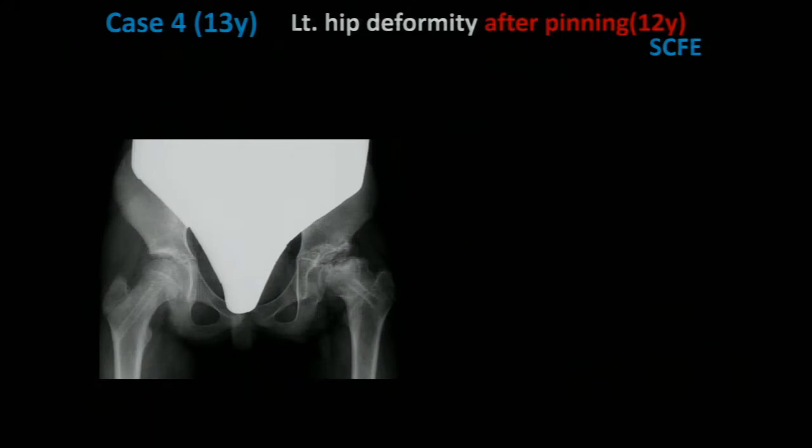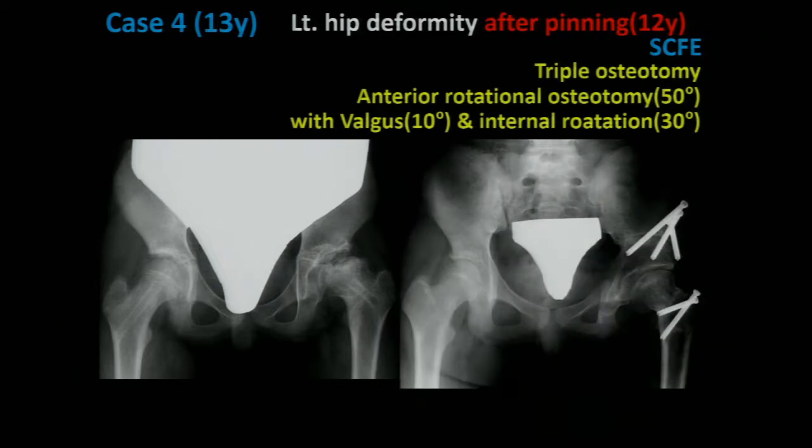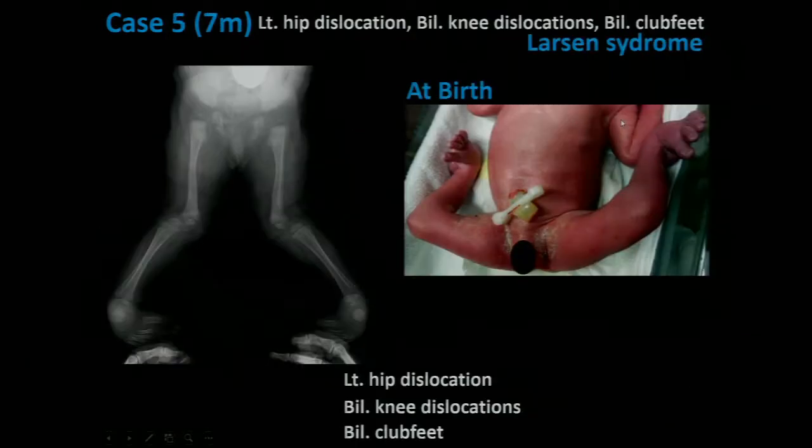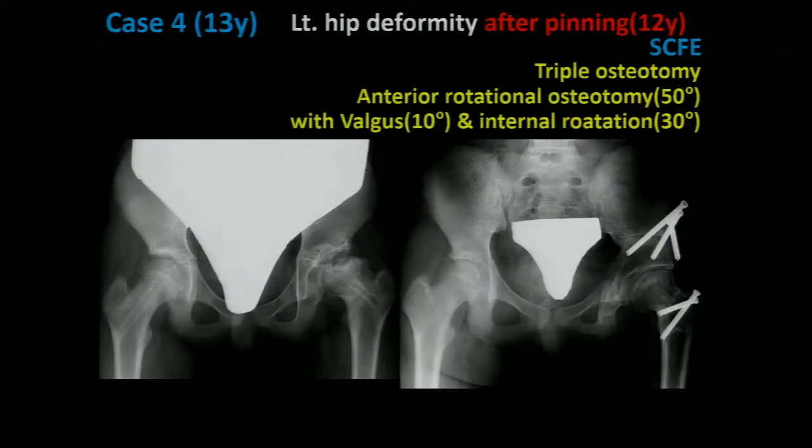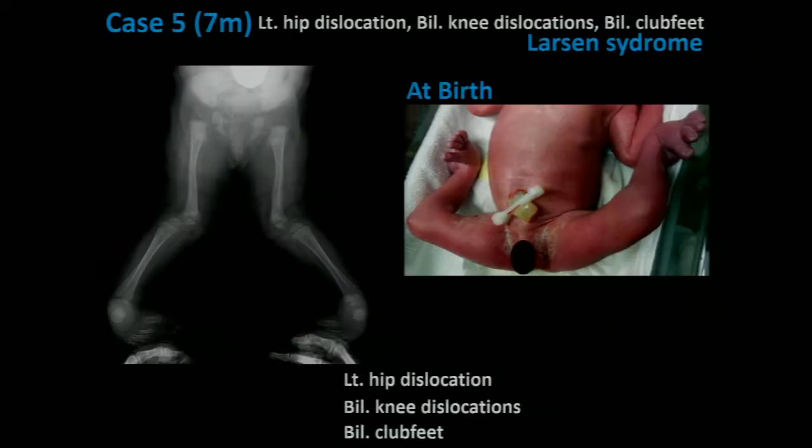much improved. Now this is a similar case after SCFE, left hip deformity after pinning. So I did this patient, the posterior part is intact, so anterior rotation osteotomy with progress and internal rotation combined. And pelvic, the coverage is poor, so triple osteotomy was done. So this patient's hip joint much improved and no pain, and range of motion improved.